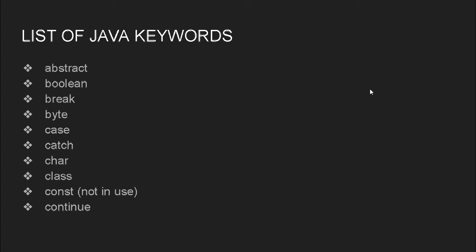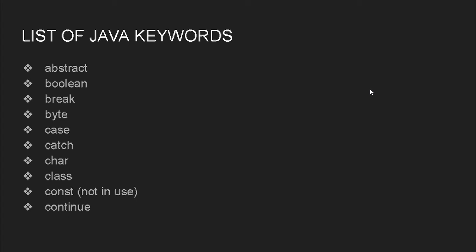Now catch. Where is catch used? We have not seen it till now. Mostly catch is used together with the try statement. There are different kinds of exceptions in Java, and whenever we are going to handle a particular exception, we use this try catch block. I will be discussing that later on.